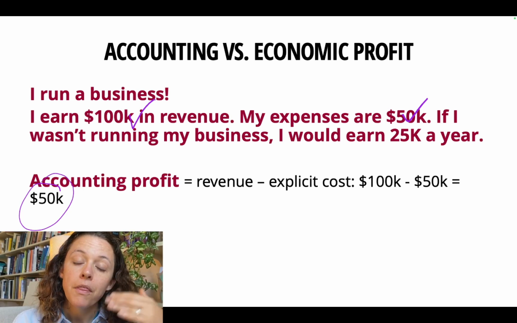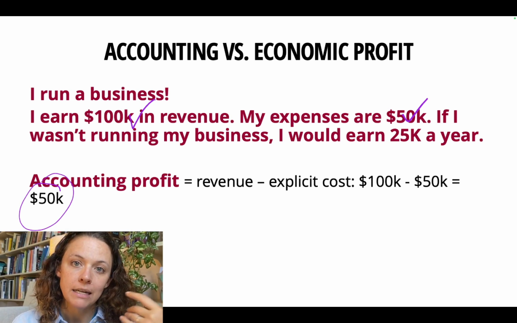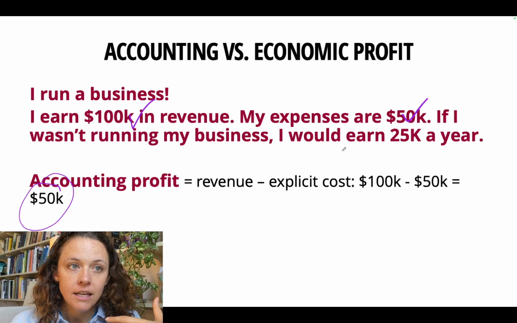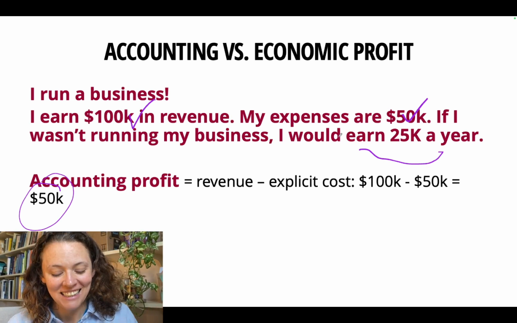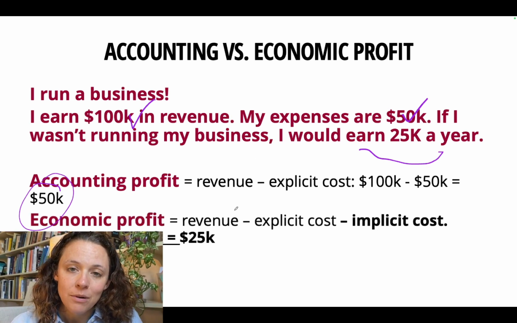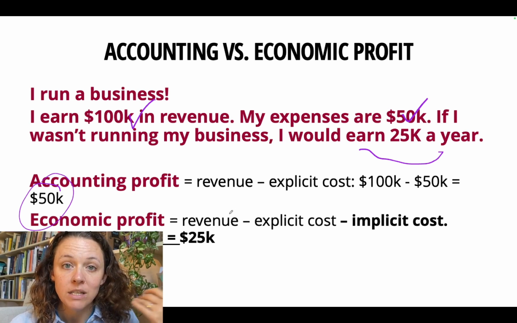Excellent. But the thing we have to compare is what would have happened if I hadn't run that business? What would have been my next best option? And in this case, we're assuming that if I didn't, I would have earned $25,000 a year. And so in that case, for our economic profit, we have to subtract that implicit cost. Now, this is the implicit cost of my time. What money would I have earned by doing something else?